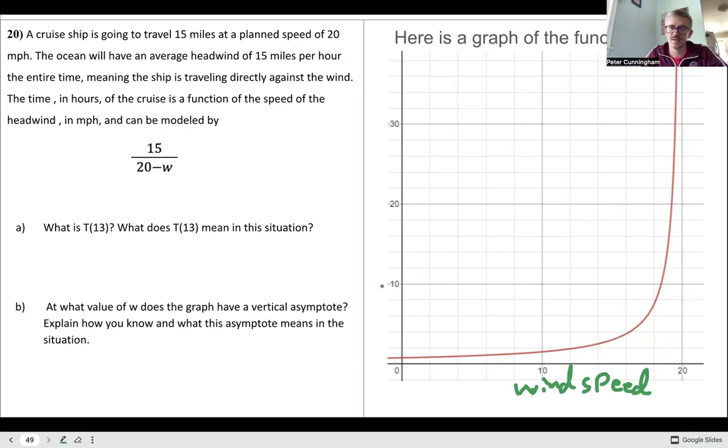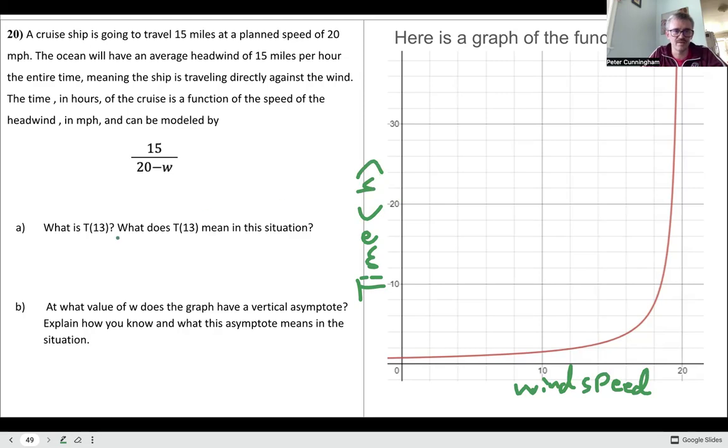And the reason I like doing this is because usually, like 99 times out of 100, we measure time on the x-axis, right? But we are measuring time on the y-axis here because we're trying to figure out if the wind speed changes, how does that change how long it takes for us to go? And we're measuring it in hours.